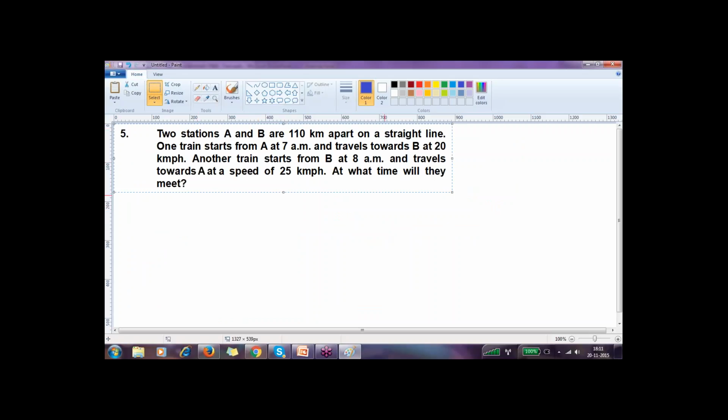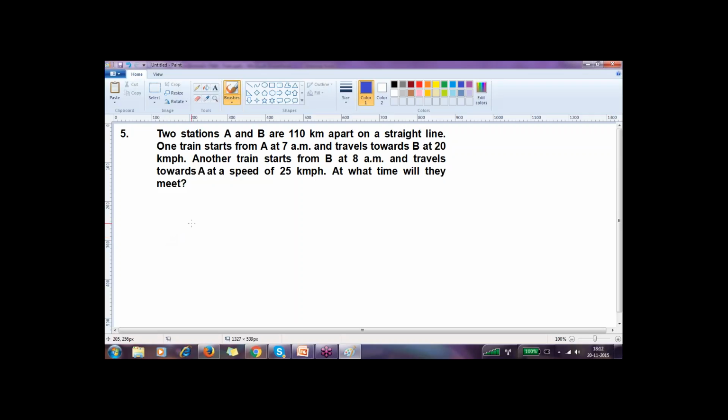Now this is a very interesting problem. Let's say this. Two stations A and B are 110 kilometers apart on a straight line. One train starts from A at 7 a.m. and travels towards B at 20 kilometers per hour. The other train starts from B at 8 a.m. and travels towards A at a speed of 25 kilometers per hour. At what time will they meet?